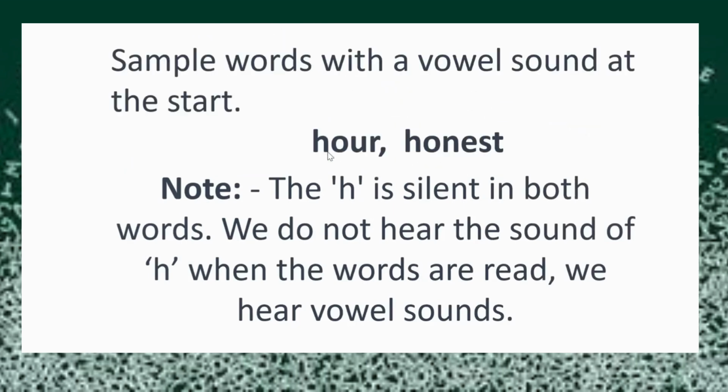Look at this word. The first letter is H, which is a consonant. H-O-U-R or H-O-N-E-S-T. This first word is read as "our", but you don't hear H. You don't hear the sound of H. It's silent. The second word is honest. You don't hear H. The H is silent. So the sound that comes for the second one, honest, is a vowel sound. So we say an hour, an honest.